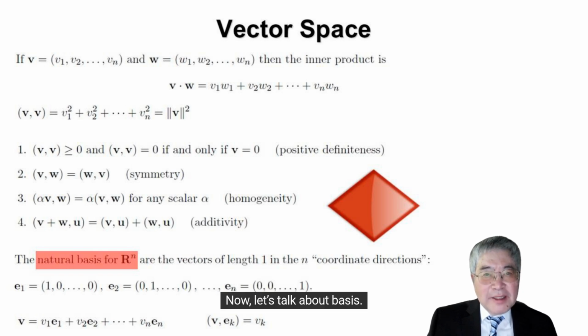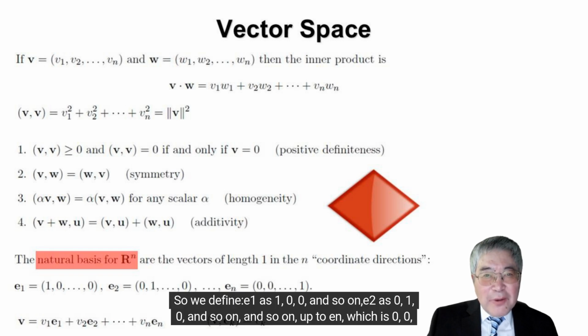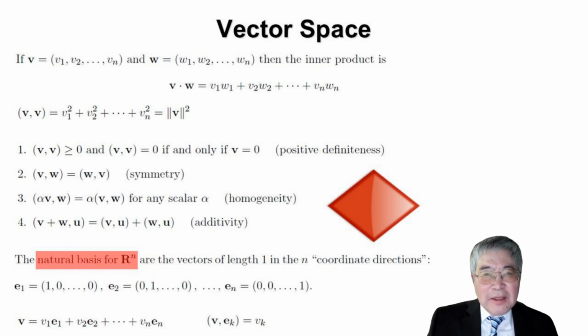Now let's talk about basis. In Rn, we use what's called the natural basis. These are vectors of length 1 that point along each coordinate direction. So we define e1 as (1, 0, 0, ...), e2 as (0, 1, 0, ...), and so on up to en, which is (0, 0, ..., 1).